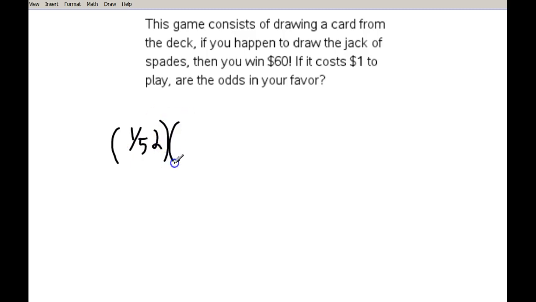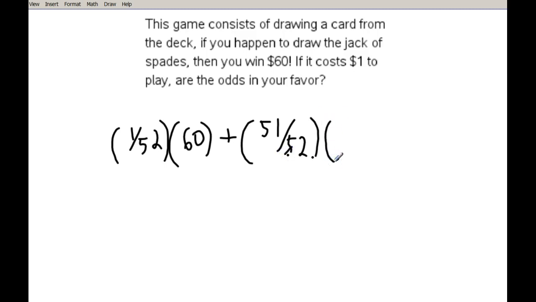And if you win, $60. Plus, the probability of losing is 51 out of 52. All but one cards are loser cards. And if you lose, it costs $1, so you lose that. Oh, wait, be careful here. This is where you have to be careful.